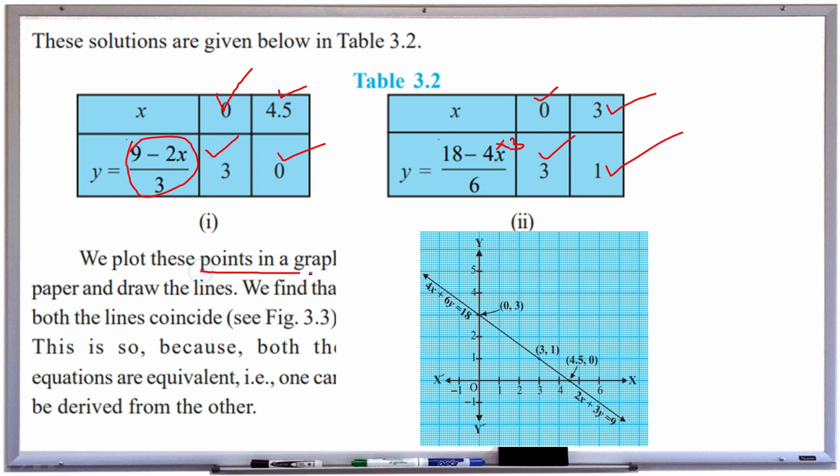We plot these points on graph paper and draw the lines. We find that both the lines coincide. Now you see these lines go along the same path, the first line and the second line go like this. So the common points where it is intersecting: on the x-axis (4.5, 0) and on the y-axis it intersects at (0, 3). So these 2 points are where it intersects the x and y axes.